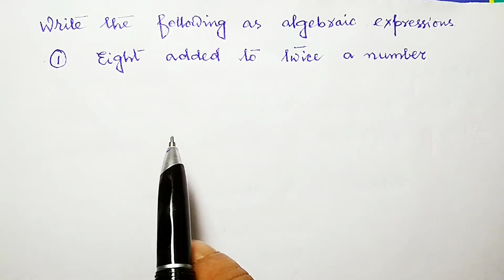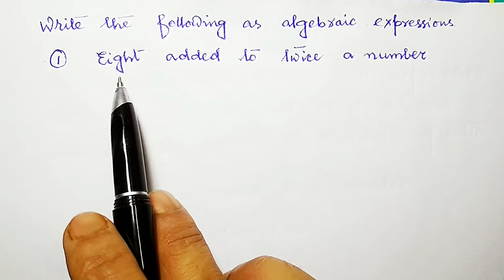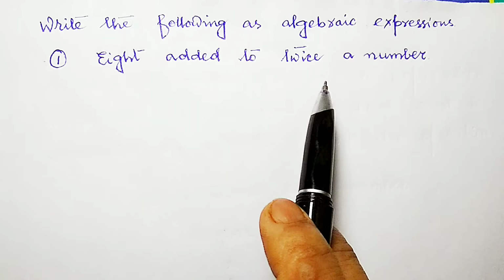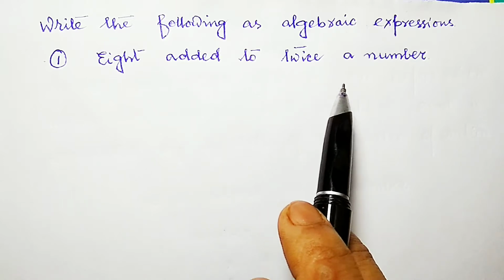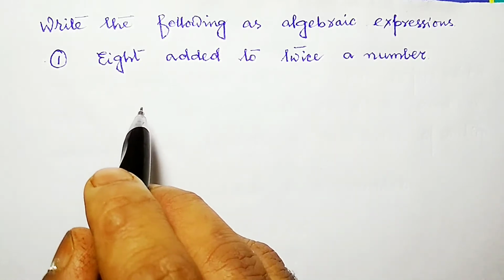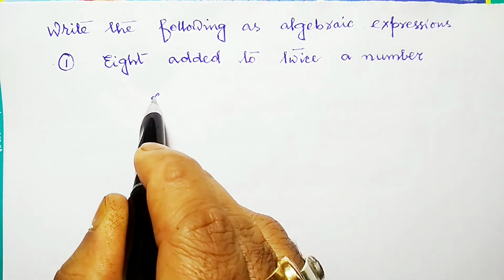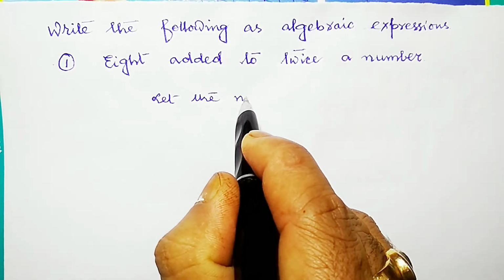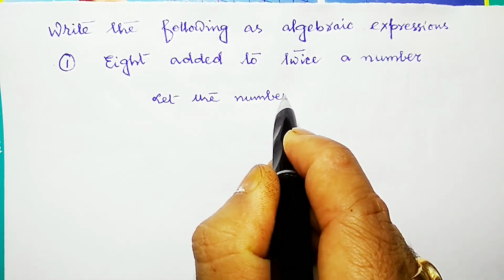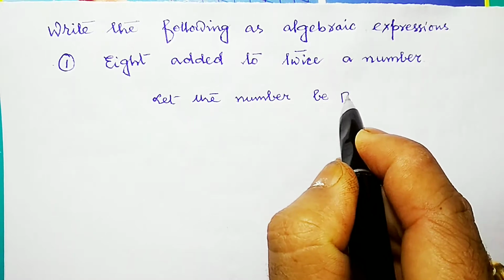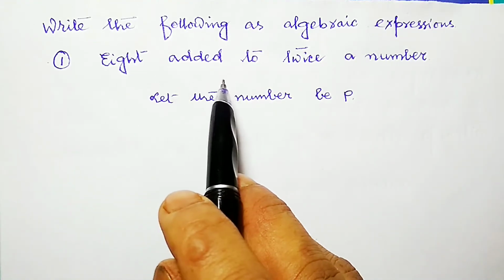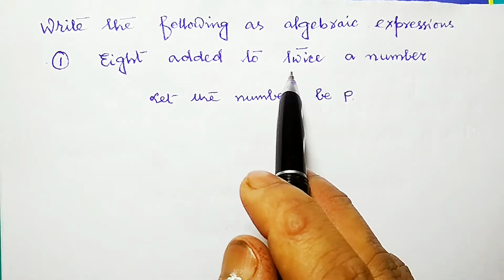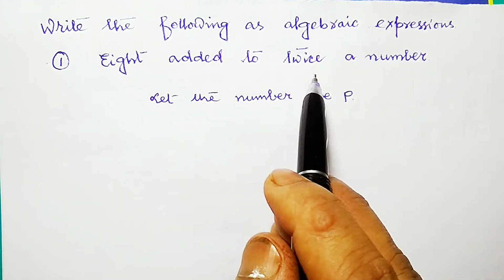Now we want to write one algebraic expression for 8 added to twice a number. Okay, this statement is there and we want to write the algebraic expression. Now here the number is not known. We can consider, suppose, let the number be p. So just write let the number be p. Now it is given 8 is added to twice a number. So we have to multiply the number by 2. Twice means the number is multiplied by 2.